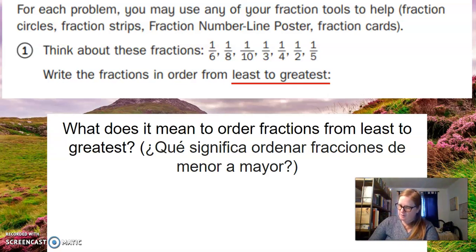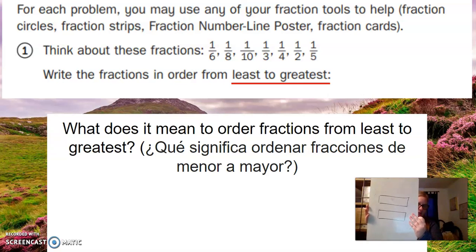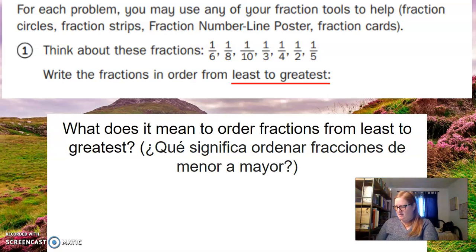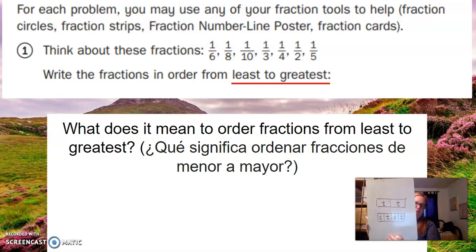Or even better yet, when we were looking at our fraction strips, I'm just going to draw a couple. Here are some fraction strips. I have not written in the fraction. So let's say I'm going to write in the fraction 1/2 and 1/4. Now remember, for the 1/4 fraction strip, you are splitting it up into 4 pieces, okay? Like that. I have 1/2 and 1/4.